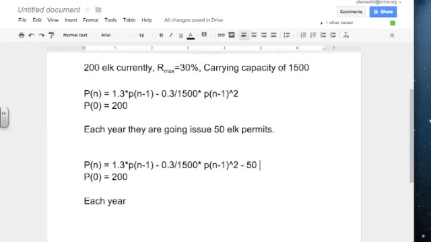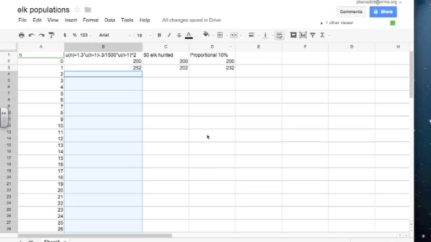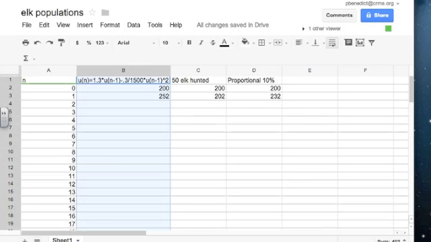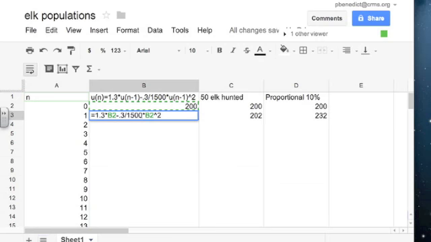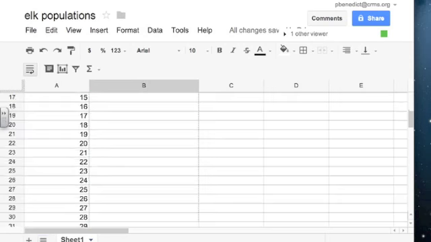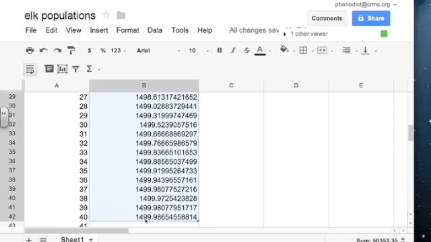So I've programmed all this into my spreadsheet here. Here in this first column is my first difference equation there, and it looks essentially like this. I'll give you a second to look at that. And when I pull that down, you can see that value quickly approaches that 1,500 mark.